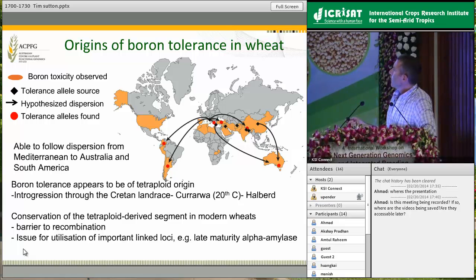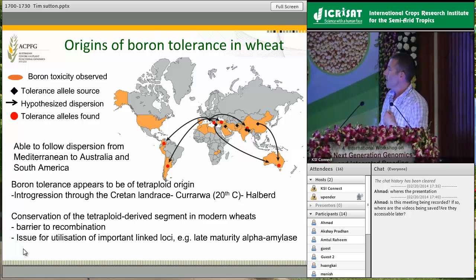The black diamonds here show the hypothesised source of tolerance alleles that we think is the location of where they came from. The arrows show the dispersion that we think has happened, and then the countries with the red dots here are the ones where the tolerance alleles we know are identified today. So we're able to follow this dispersion out of the Mediterranean.